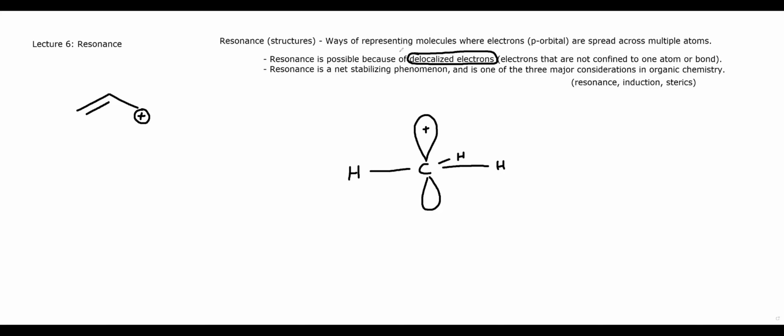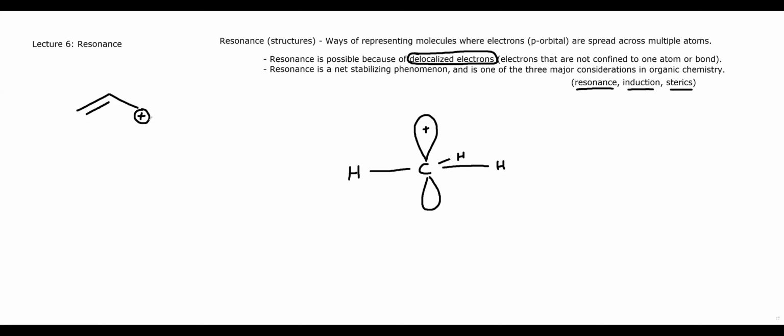Resonance is a net stabilizing phenomenon, and it's one of the 3 major considerations in organic chemistry. We've already talked about induction with our polarity discussion: electronegativity differences between atoms can create induction or a dipole. Resonance is what we'll discuss today. Sterics we haven't really talked about yet, but sterics is essentially the size of molecules or the bulk associated with some molecule.